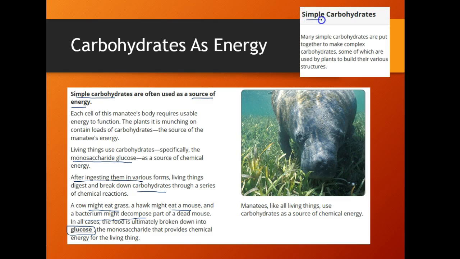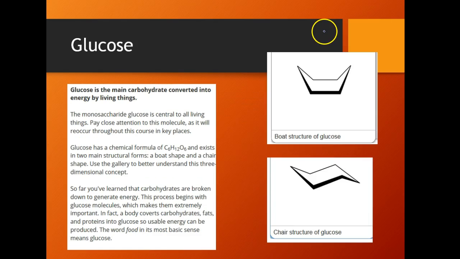So in this lesson we're talking about simple carbohydrates. Basically, what you need to know about simple carbohydrates and how they relate to complex carbohydrates is that you put simple carbohydrates together to make complex carbohydrates. And some of these complex carbohydrates are used by plants in order to make its structure. Okay, so let's look at glucose a little bit more closely.